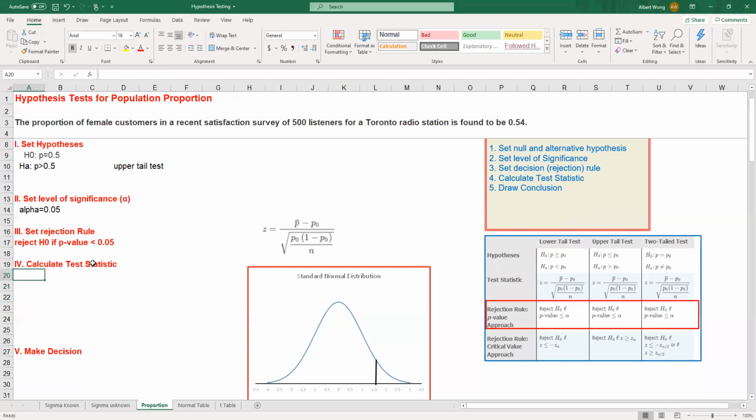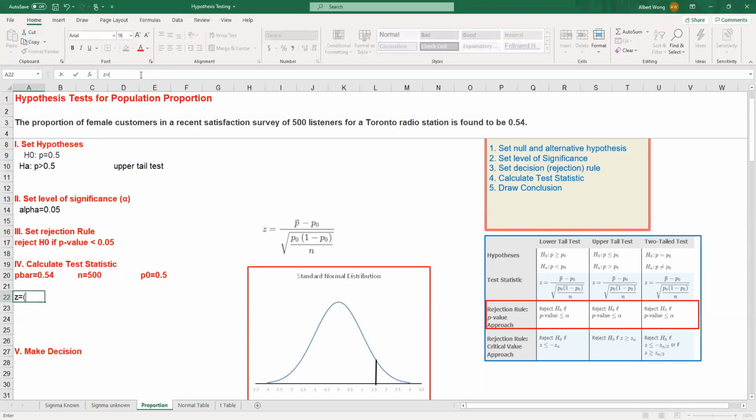So let's write down what we know. P-bar, of course, is what you see from the data. The proportion of female customers in this sample of 500 customers is 0.54, so p-bar is equal to 0.54. And n is the sample size, which is equal to 500. And p0 is what we want to test in the hypothesis, which in this case is 0.5. Now that we know the three numbers, we just have to do the calculation.